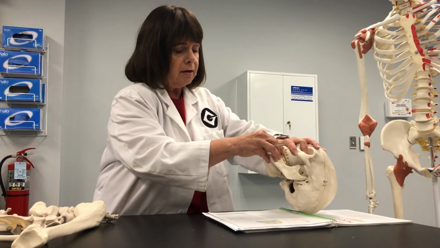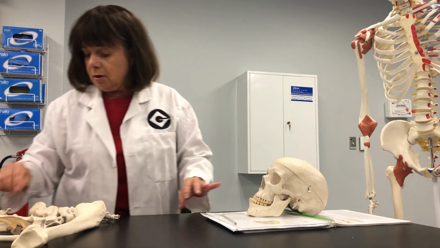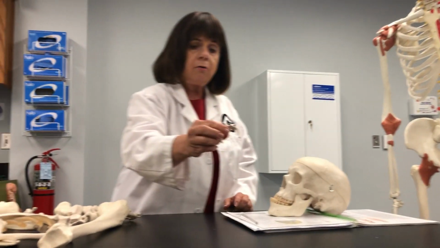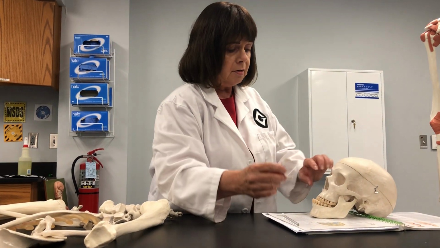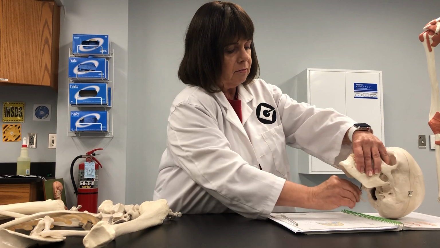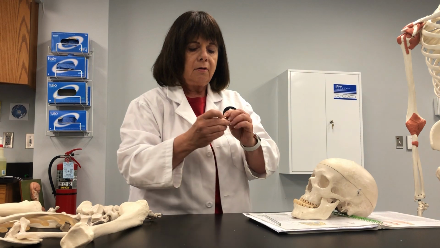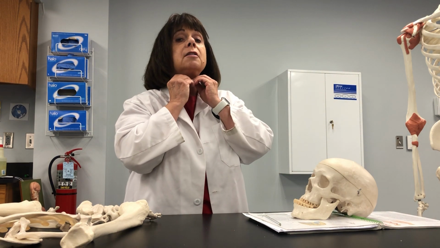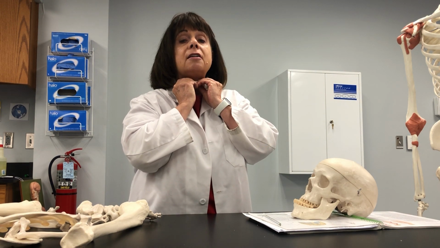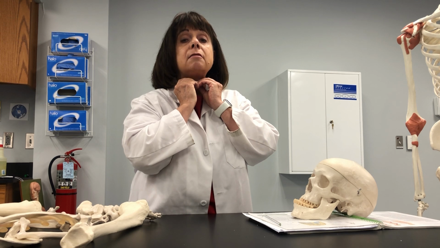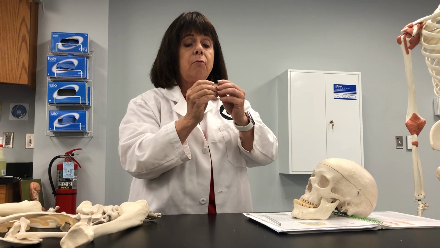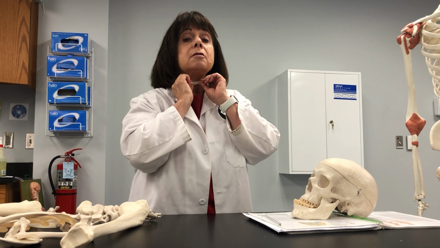Now, sitting down underneath the skull is this little bone here. It looks like a horseshoe. And it sits right down in here for your tongue muscles to attach to. Okay, when people get strangled to death, usually they can tell because this bone breaks. It's crushed.